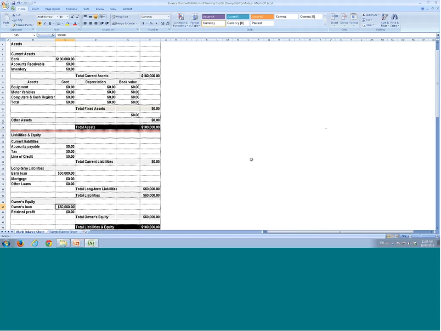Let's say, for example, we now go out and purchase some equipment. We buy equipment for $30,000. Okay? So where will this money come from? If we're buying the equipment with money that we have in the business, it'll come out of our bank account. So our bank account will come down by $30,000. There you go. So you've got $70,000 in the bank now. You've got an asset, which is your equipment of $30,000, giving you a balanced balance sheet.